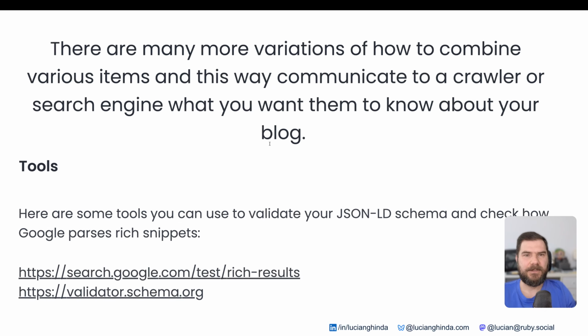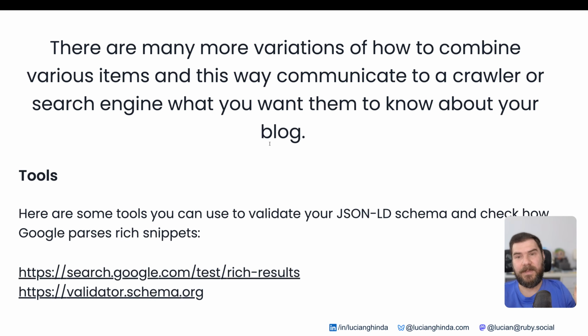There are, as I said in the beginning, multiple more variations about how to combine various items and to communicate to a crawler or search engine what you want them to know about you. And there are multiple tools about this. I recommend two. One is the Google Rich Results test, where you can see how Google will read your blog or your web page. Another one is the validator from schema.org, which is the one that defines all these types of JSON-LD schema.